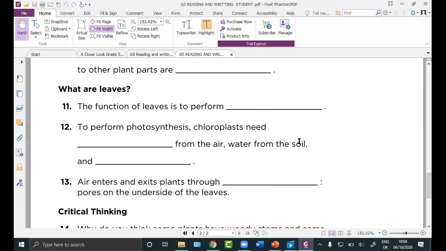Other students, I'll choose Faris Ammar. Okay, number 12. To perform photosynthesis, chloroplasts need carbon dioxide from the air, water from the soil, and sunlight. Okay. Number 13.